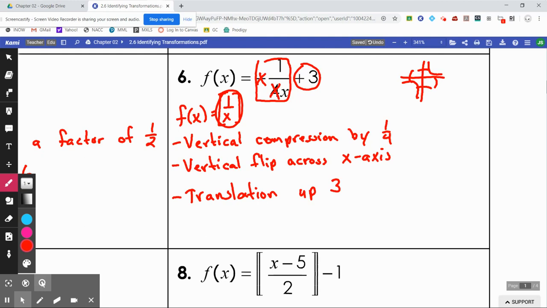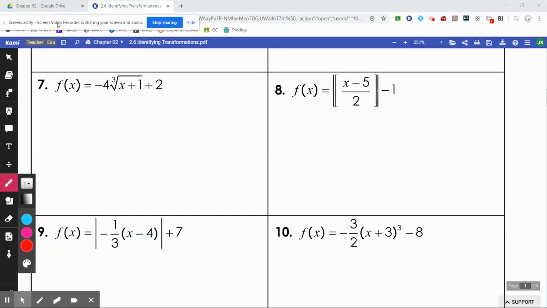Let's go on to the next one. All right, number 7. First off, let's identify the parent function by getting rid of all multiplication and addition, and we see that the parent function will be f of x equals the cube root of x. First off, let's look for any kind of multiplication that's going to stretch or compress. I do have one on the outside, so that'd be vertical. So it does exactly what it says it's going to do. That's going to be a vertical stretch by a factor of 4.